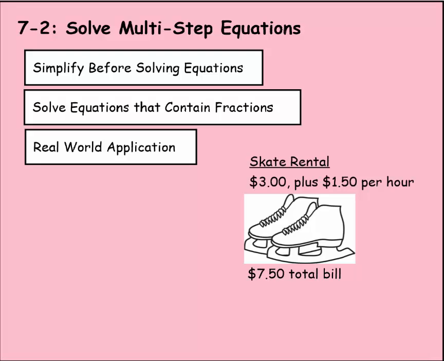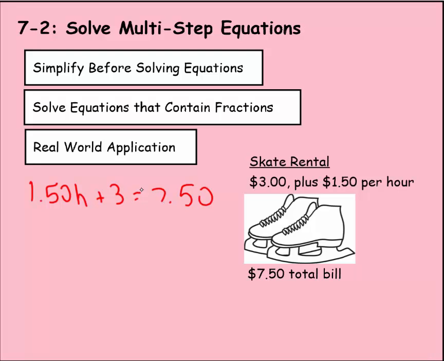For example, if you were going to do a skate rental and you know it would cost you $3 plus $1.50 per hour, and you wanted your bill to be a total of $7.50, how many hours could you skate? Well, you can make hours your variable and then solve it. For example, we could do $1.50 per hour, so times h, plus the $3 that we pay originally, and then that would be our total bill of $7.50.